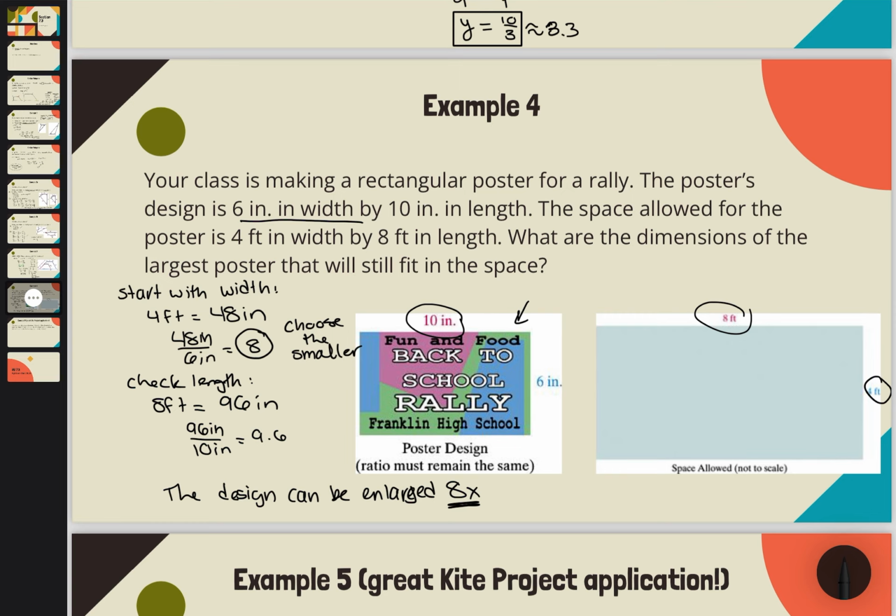All right. So you'll see other problems pop up like this. The main thing to do here is figure out, okay, how could I scale up my width? How could I scale up my length? And then choose the smaller number. That's going to give you the max that you could actually go, the highest you could actually go.